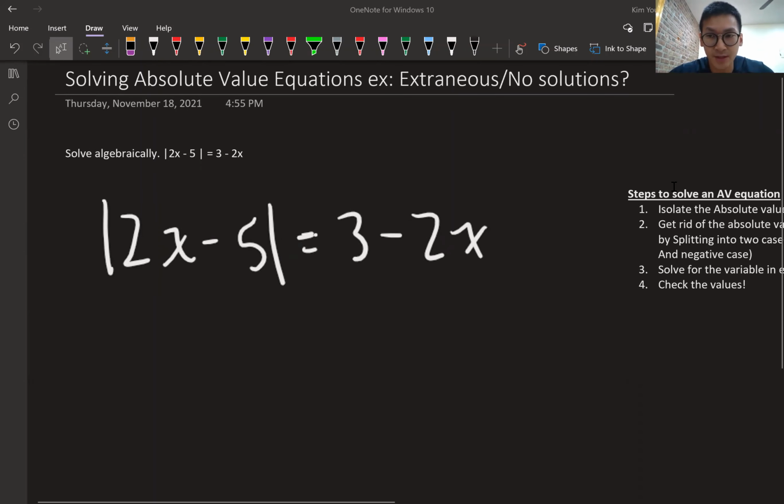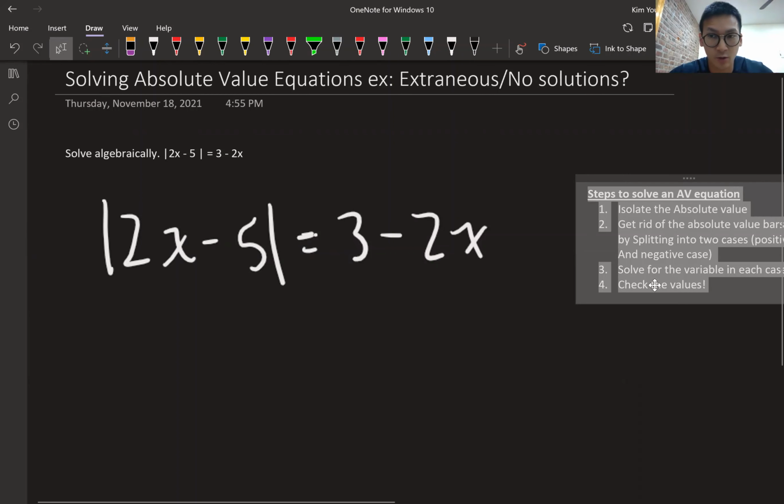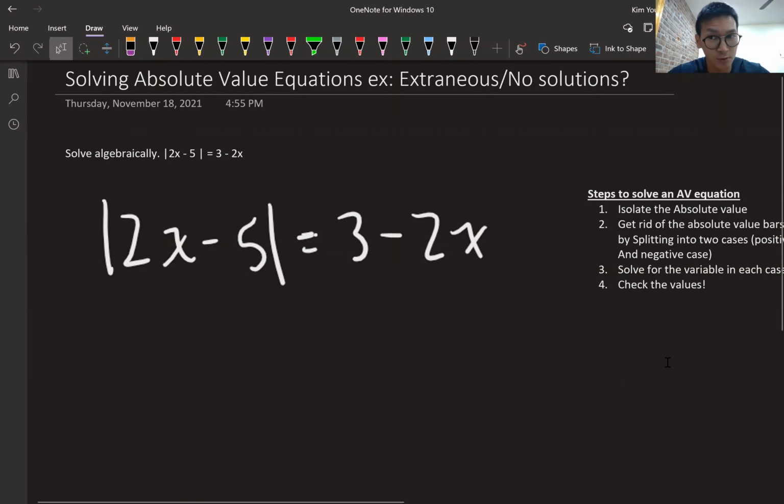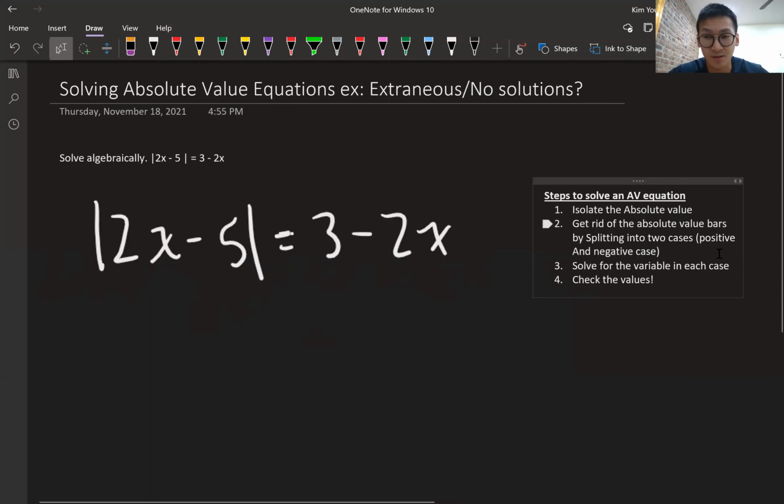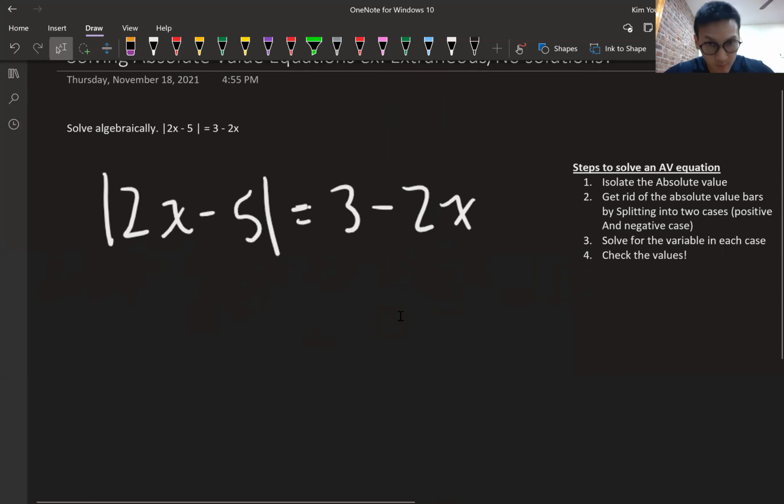Here I put the general steps again, how to solve one, usually how it's taught in high school. Step one, isolate the absolute value on one side of the equation. Here you don't need to do that because it's already isolated. Two, get rid of the absolute value bars by splitting into two cases, a positive and a negative case. Once again, you can go into the theory of absolute values, and that can help you understand it better. Maybe I'll do it in a different video. And then in those two cases, you solve for the variable. So let me just show you.